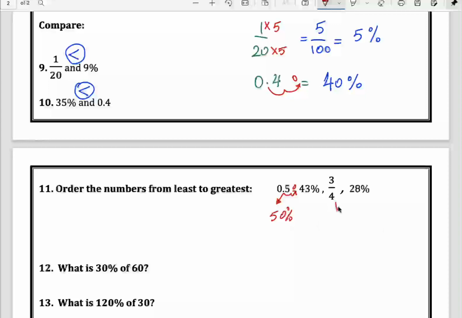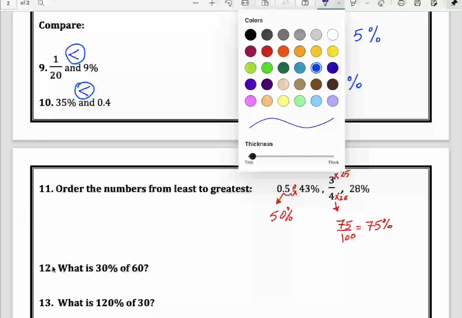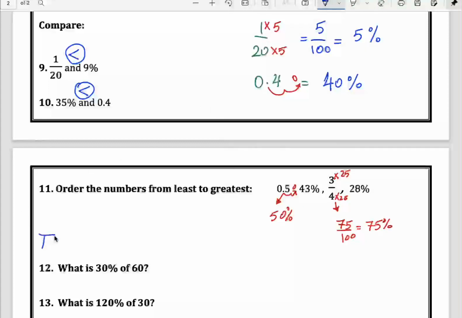And 3/4, we need to do an extra step here. We need to multiply it by 25 because 4 times 25 equals 100. So it will be 75 over 100, and now we can write it as 75%. Now let's write the order. And when you write the order, remember, you should write the given numbers.